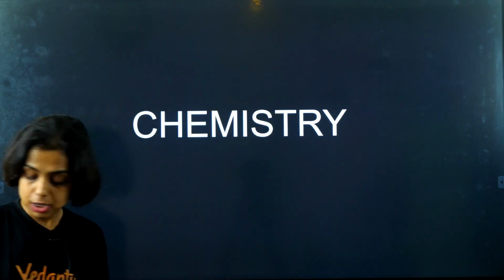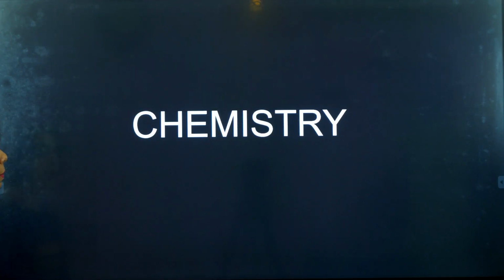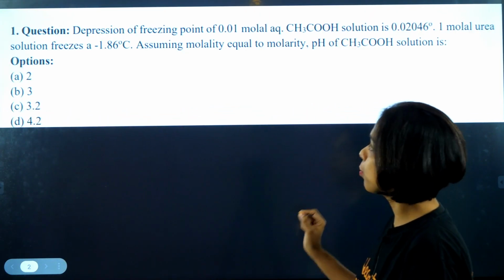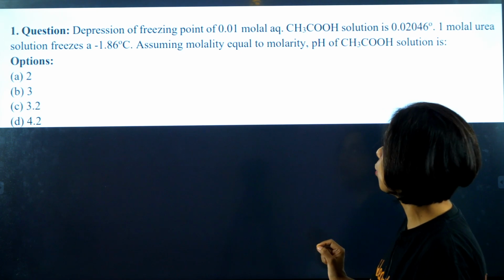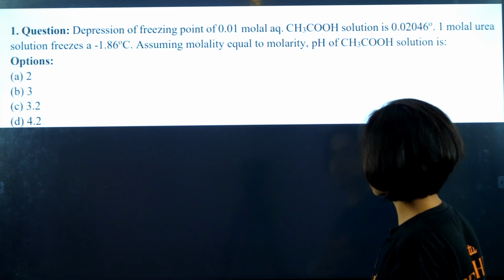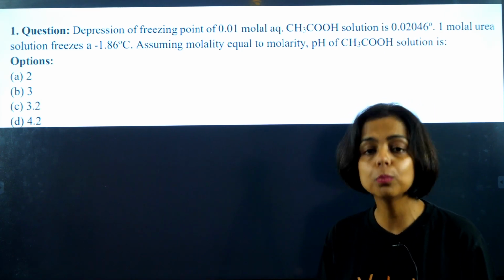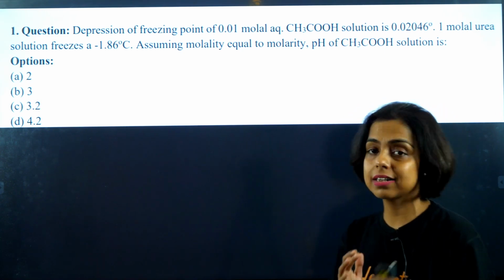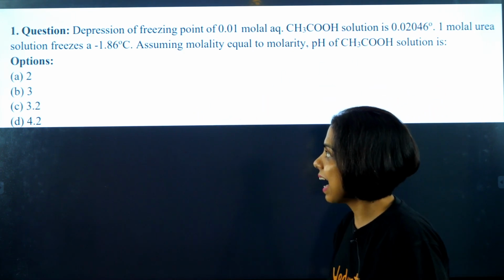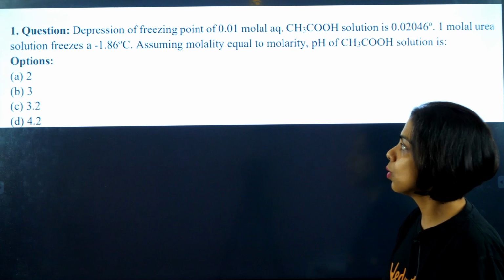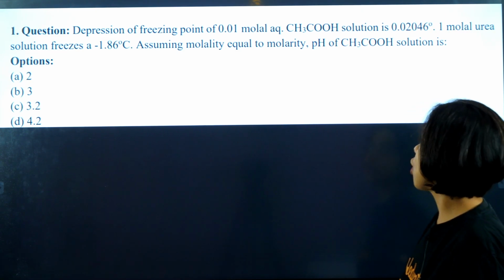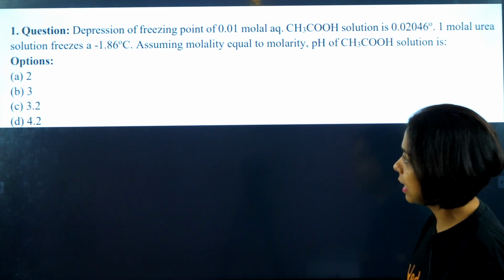Let's quickly discuss, guys. So the very first question in the paper was this, right? The depression of freezing point of 0.01 molar aqueous solution of acetic acid is 0.02046, that is delta Tf is given to you, molality of the solution is also given to you, and that is an aqueous solution, right? 1 molar urea solution freezes at minus 1.860 degrees Celsius, assuming molality equal to molarity, the pH of CH3COOH solution is.